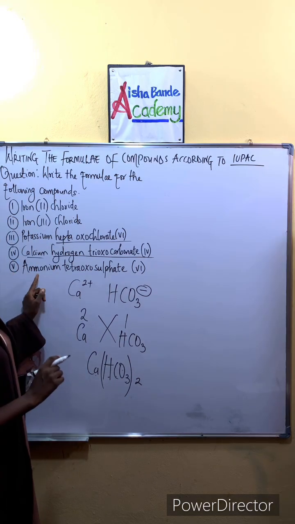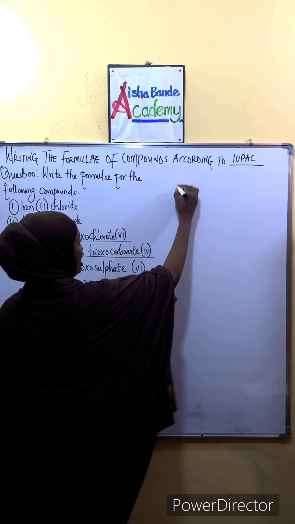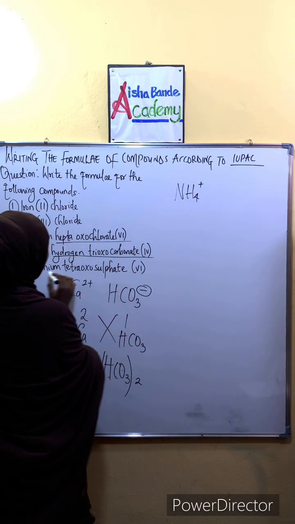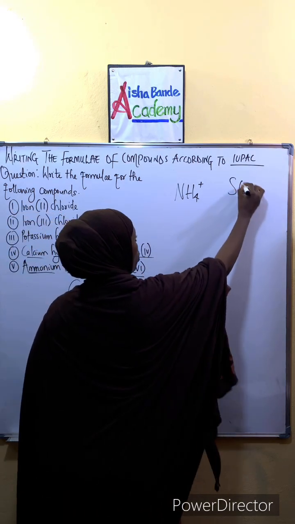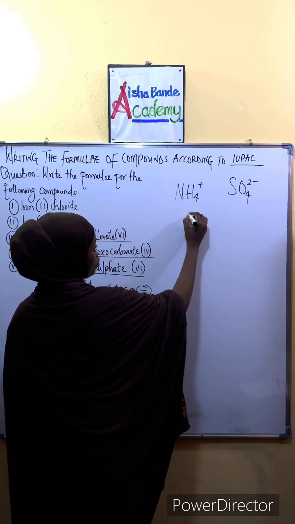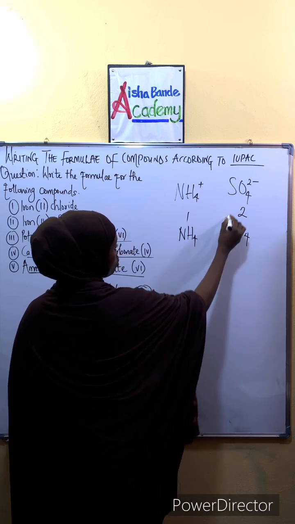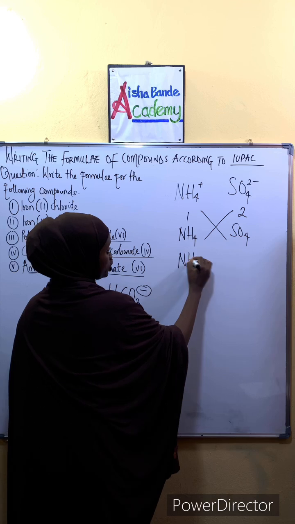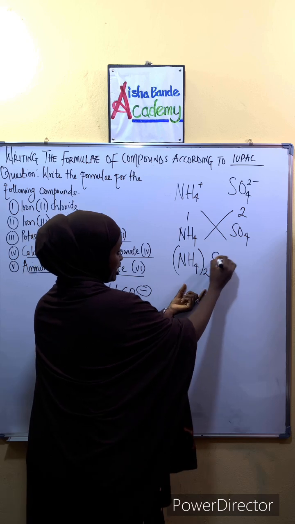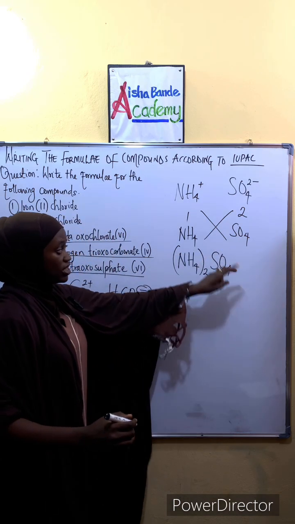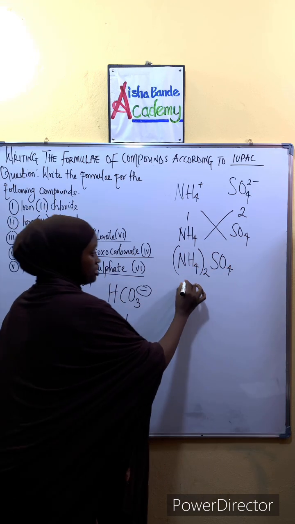Let's move on to the last one, which is ammonium tetraoxosulfate 6. So ammonium is NH4 plus. Ammonium is a radical, and tetraoxosulfate 6 is also a radical, and that is SO4 2 minus. So the charge for ammonium here is 1, while here is 2. So this is for NH4, while this is for SO4. So when we cross multiply here, we are going to have NH4. This radical is doubled, so that means it's going to be in a bracket. Then SO4. Okay, so this SO4 is 1, so we leave it the way it is. So this is ammonium tetraoxosulfate 6. As simple as that.